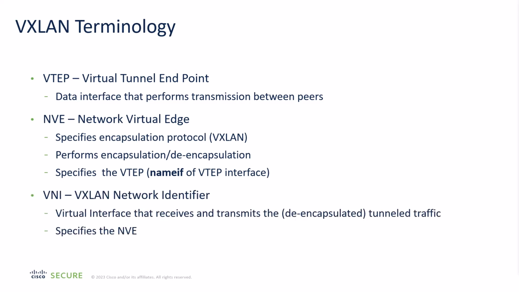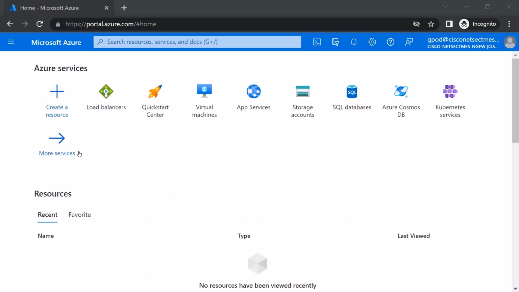The VNI is the interface that actually receives and transmits the tunnel traffic. It is to this interface that you apply security policies on the firewall, and it specifies the NVE so that the NVE can encapsulate traffic and send it forward to the VTEP.